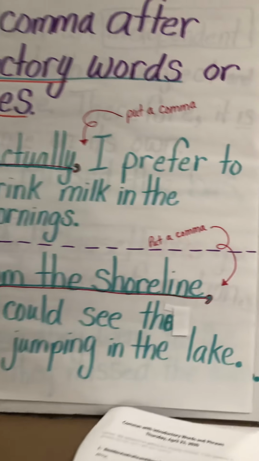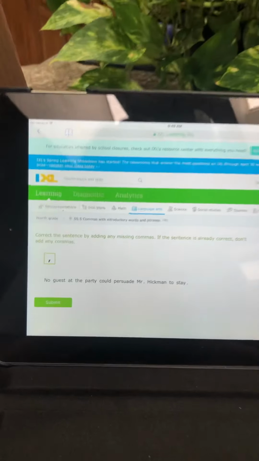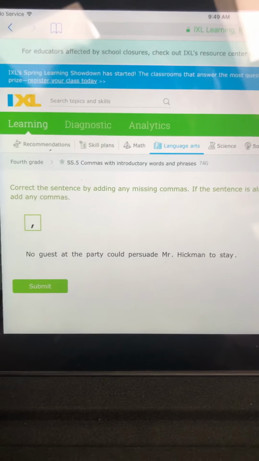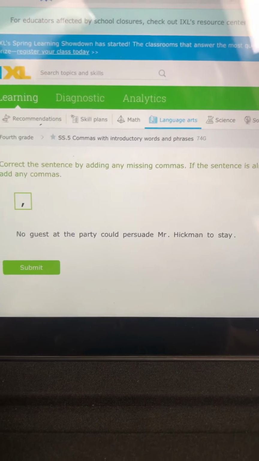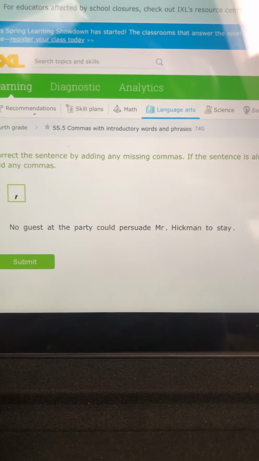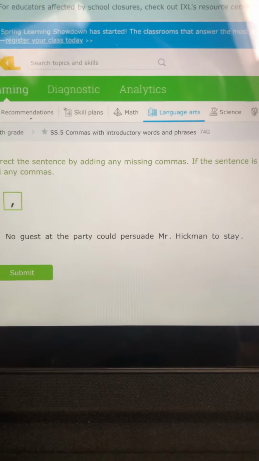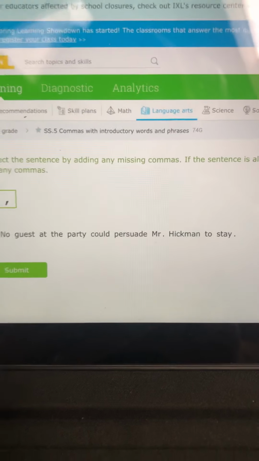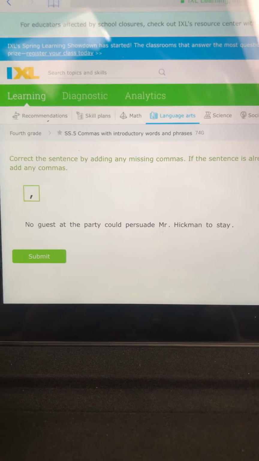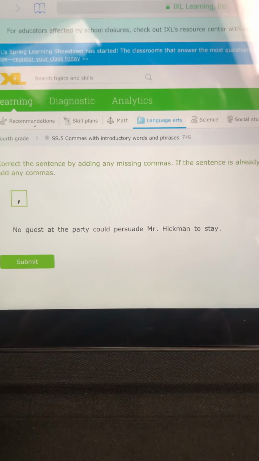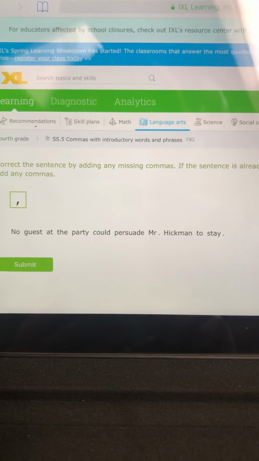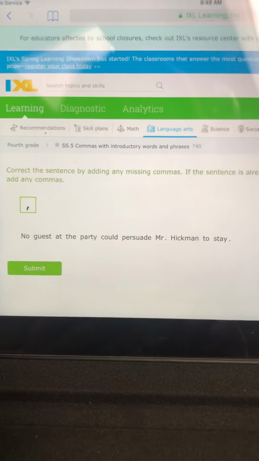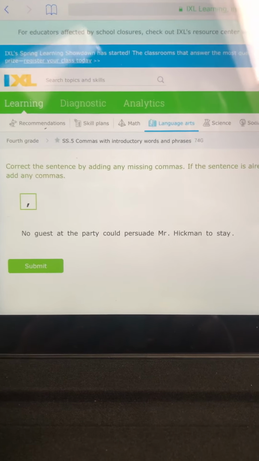All right, so here's an example of when you won't use a comma. It says, no guest at the party could persuade Mr. Hickman to stay. There is not going to be a pause after the word no because it's not answering anybody. It's not saying no, guest at the party could persuade Mr. Hickman to stay. Okay, it's saying no guest at the party. So this one you actually wouldn't use a comma. Okay, but if I said no, I don't want to go to the party, then you would use a comma. I hope that makes sense.